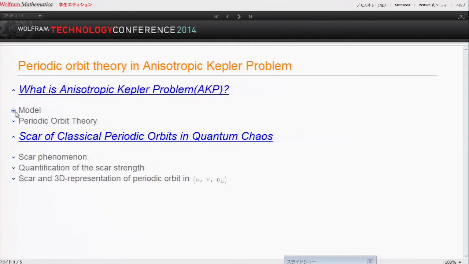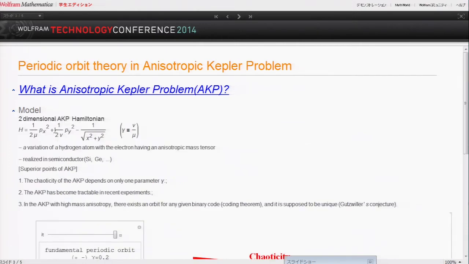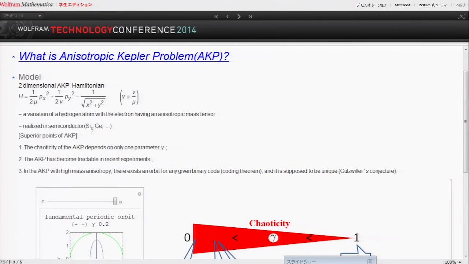First, what is AKP? The two-dimensional anisotropic Kepler problem's Hamiltonian is this. This is a variation of the hydrogen atom, the so-called Kepler problem, and mu and nu do not equal one, so this is anisotropic. The chaoticity of AKP is defined only by this gamma, and this gamma shows the mass ratio of AKP. The chaoticity of AKP depends on only this one parameter.